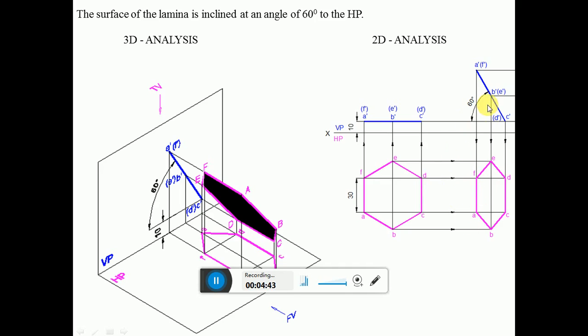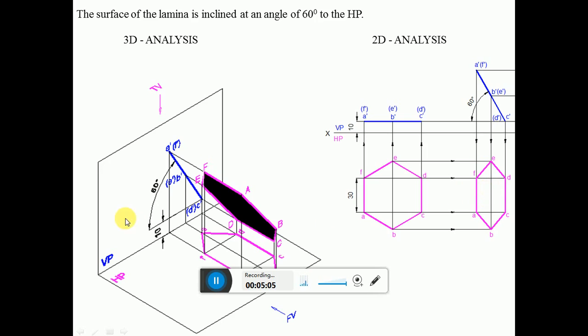Similarly, draw a vertical projector from B dash and D dash and draw a horizontal projector from B and E to get the point BE. Similarly, you draw a vertical projector from C dash and D dash and draw a horizontal projector from C and D to get these 2 points, and join A, B, C, D, E, F. So you are going to get the hexagon.